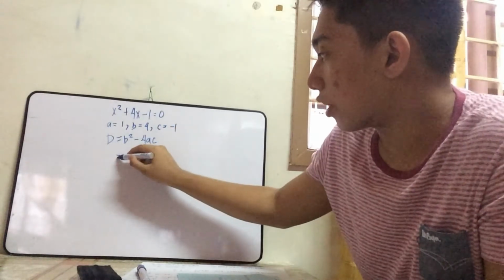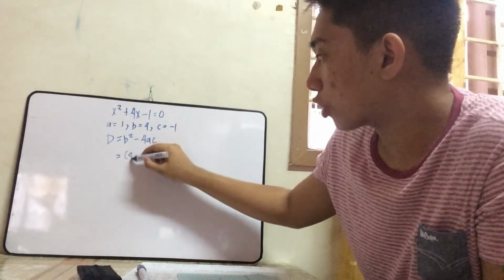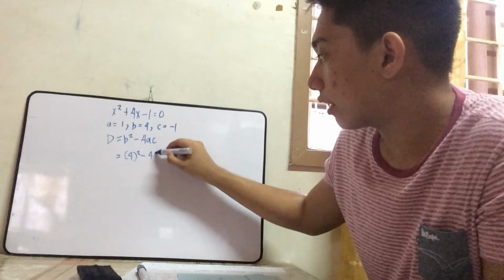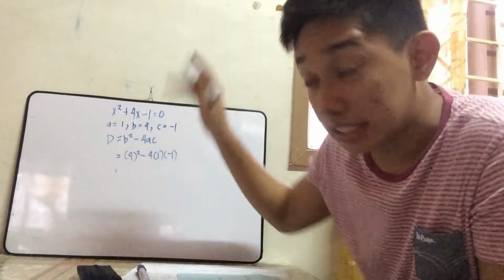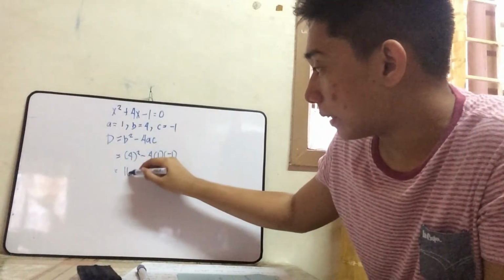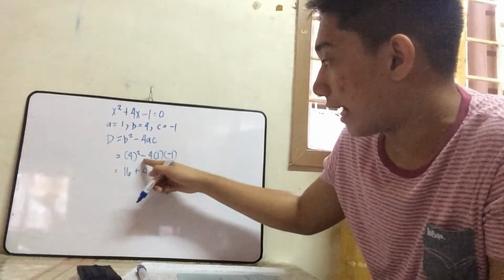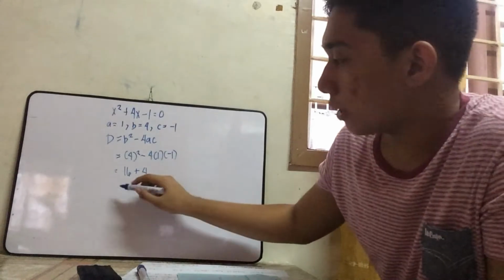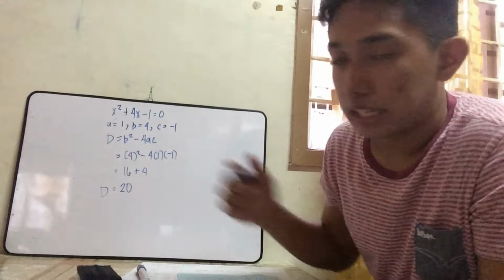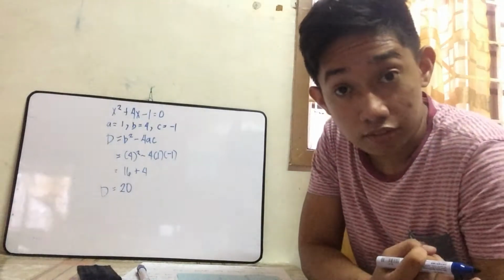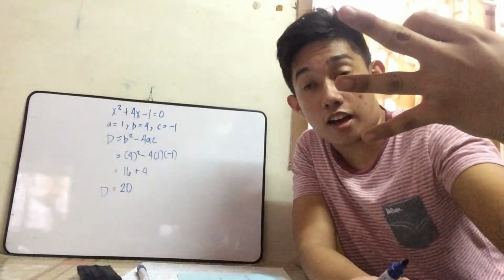Just plug in the numbers. Plug in, so we have 4 squared minus 4 times 1 times negative 1. So, this will simplify 16 plus 4. Tama ba? Kasi negative times negative. So, 16 plus 4 is 20. So, what do you notice? The number is positive. So, it is 3 cases.